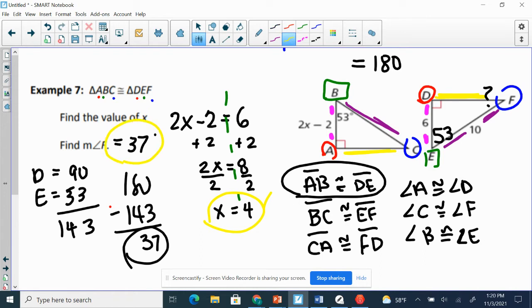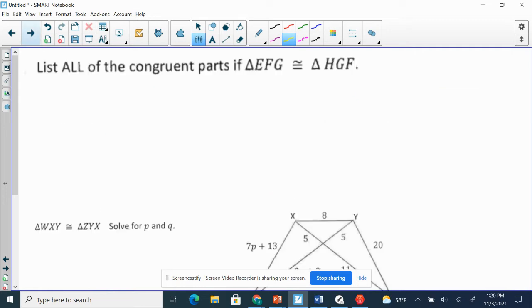I'm going to go ahead and make one more example on this video just to keep it sorted together. Make sure you get all your notes down there because this is important. Okay, so list all of the congruent parts. So this is like the last one.